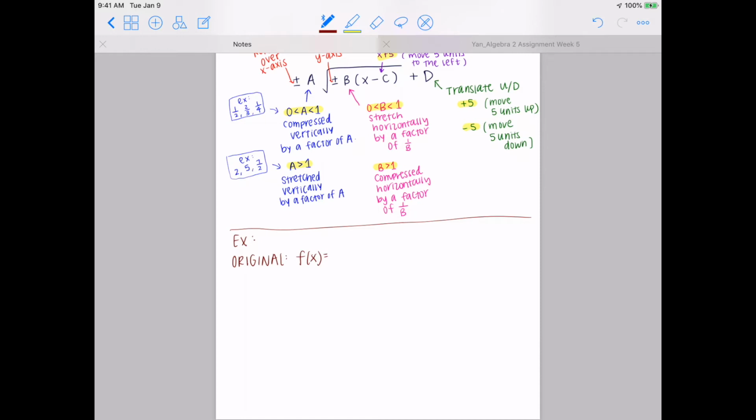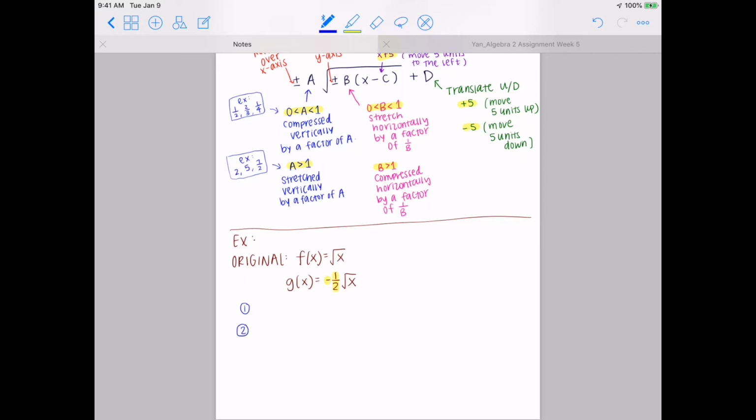Let's say my original is f of x equals the square root of x, and they said g of x equals negative 1/2 square root of x. You have to tell me how it changed from f of x to g of x. Notice that the only thing that's different is the 1/2 and the negative. There are two separate types of transformation, so let's write down those two things.